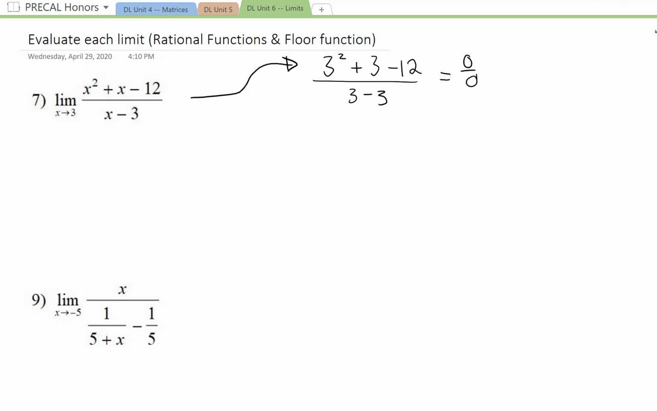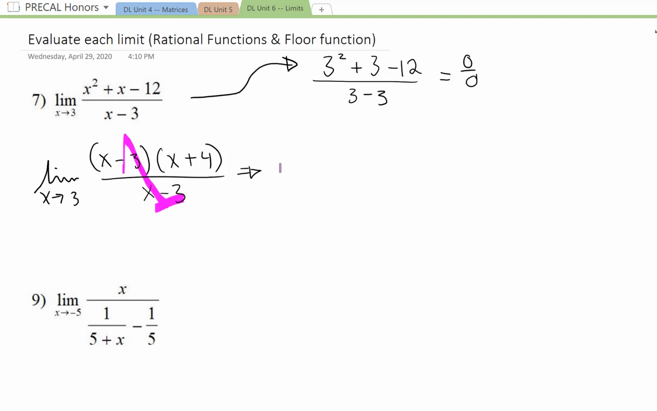This expression is undefined, so immediate direct substitution does not work. Sometimes we just need to do some algebra to manipulate the expression first before we can evaluate the limit by direct substitution. In this case, we're going to factor, and hopefully that will help us reduce. All right, we have a special form of the number 1.